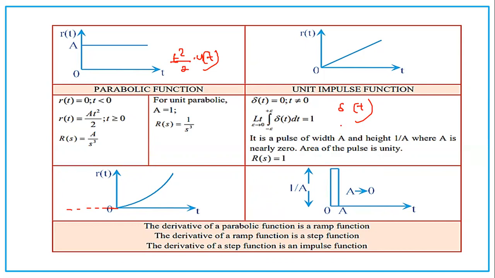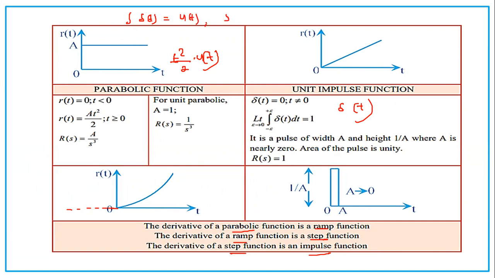And the Laplace transform of delta of t is 1. It is a pulse of width a and height 1 by a, where a is nearly equal to 0. So the area of the pulse is unity. Conversely, if we differentiate the parabola, we get the ramp. If we differentiate the ramp, we get the step. Differentiating the step gives the impulse. So integral of the impulse can be written as: integral of delta of t is equal to U of t.